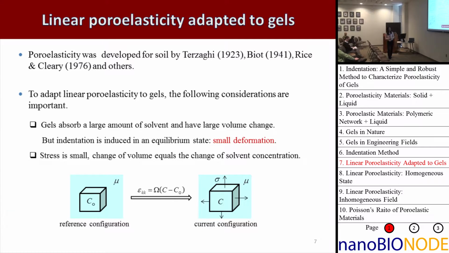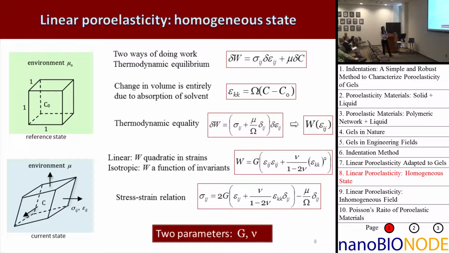All right, so let's take a material element. There are two ways of doing work to this material element. One is applying a load. The other is by pumping molecules into the material. Mu is the chemical potential. C is the concentration of solvent molecules. But here, because we have an assumption that the volume change is entirely due to the change of solvent concentration, this volume change, epsilon, the strain, is related to solvent concentration.